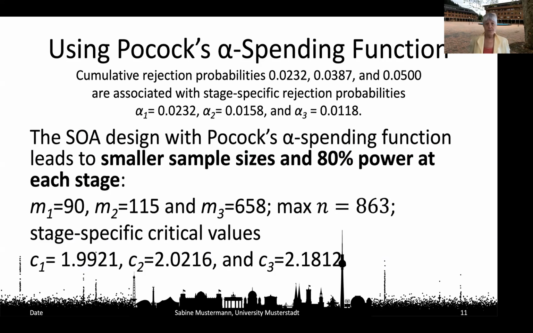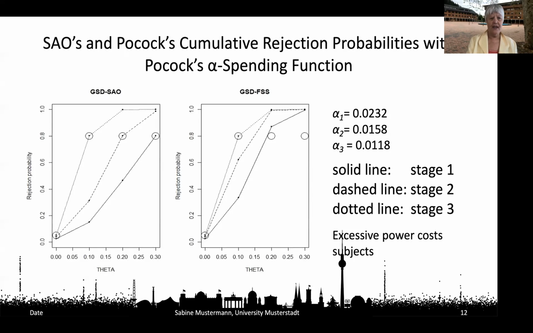So to compare with Pocock, we have to change the alpha spending function from the example that's in the archive. And so we look at our approach with the Pocock alpha spending function, and we find that we get 80% power at each stage and smaller sample sizes. So here is sort of a summary picture of what's going on with the power here. We have our ordered alternative hypotheses approach on the left and Pocock's approach on the right.